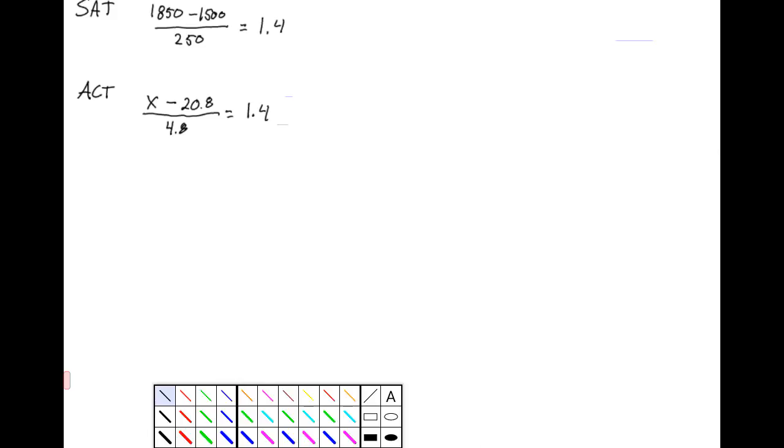Great. Now just do some pretty basic math. We want to get rid of that denominator, so we multiply. X minus 20.8 equals 1.4 times 4.8. And that comes out to be 6.72. Great. Pretty straightforward. Okay, so now we want to add that 20.8 to both sides. And finally, x equals 27.52.